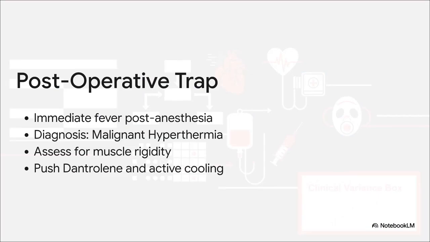Let's look at another thermal variance box. This isolates a hidden, highly lethal hospital trap. An immediate, massive temperature spike right after receiving anesthesia drugs like halothane or succinylcholine, that is not a standard post-op fever. That is malignant hyperthermia. You need to immediately assess for muscle rigidity, check for metabolic acidosis, and slam them with dantrolene while initiating active cooling.